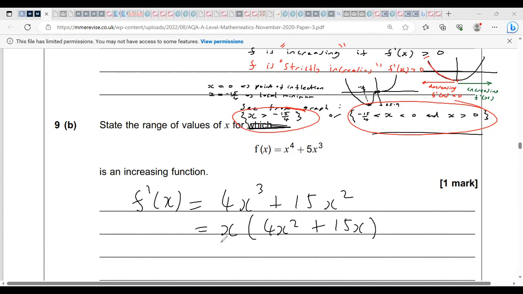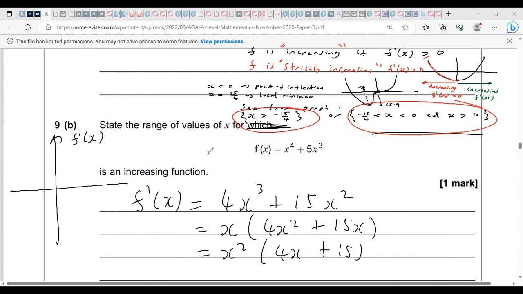Actually, I'm going to factorize out another x, the x squared. So x squared times 4x plus 15. Then you've got a cubic graph, which looks something like this. So your graph of f dash of x looks like this. You've got a repeated root x equals 0. Remember, if this equals 0, then x squared equals 0, or 4x plus 15 equals 0. So we've got a repeated root x equals 0, and that's repeated because you've got the squared. That root is squared, so we call it a repeated root.